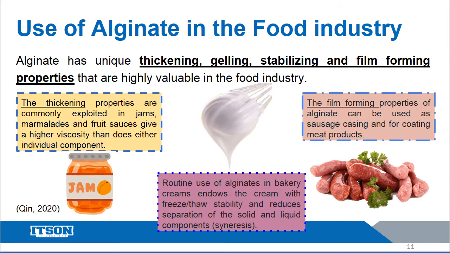The use of alginate in the food industry. Alginate has unique thickening, gelling, stabilizing, and film-forming properties that are highly valuable in the food industry.